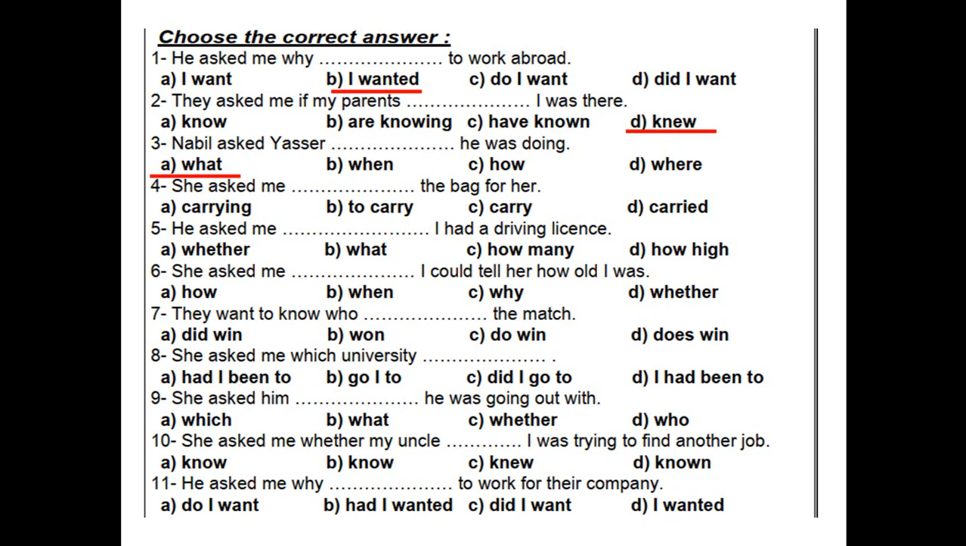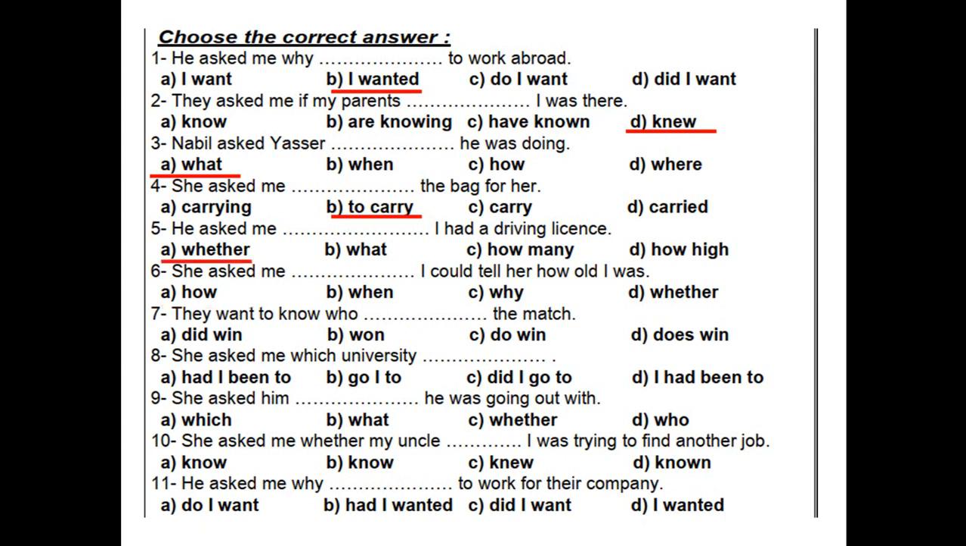Number 4. She asked me blank the bag for her. This is a request, so I can say she asked me to carry the bag for her. Number 5. He asked me blank I had a driving license. So I say he asked me whether, what, how many, how high. So he asked me whether.